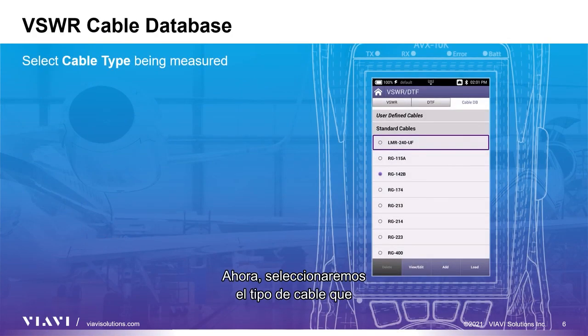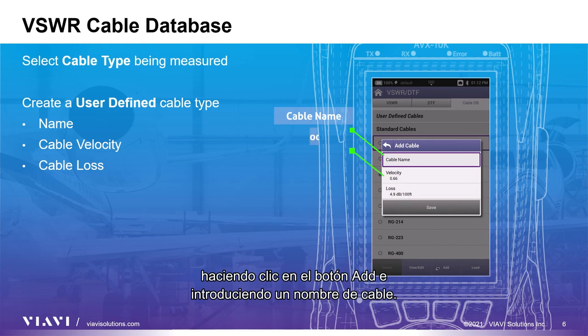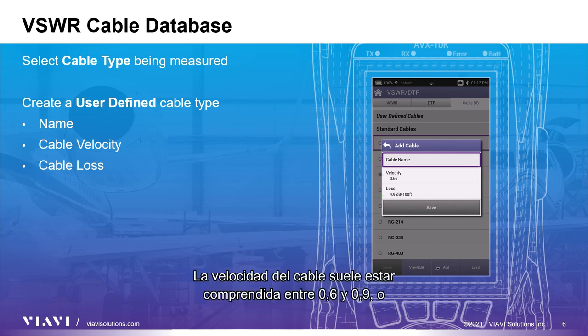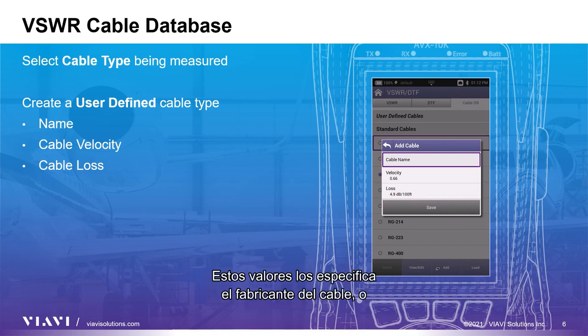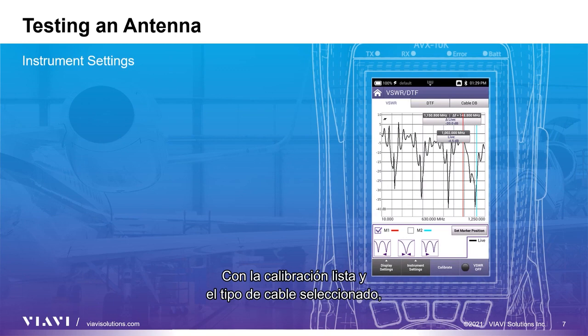Now, let's move to the selection of the cable type that you are measuring. Click on the Cable DB tab and choose the cable being tested from the provided list. If your specific cable is not provided, you can add a cable type by clicking the Add button and entering a name, cable velocity, and cable loss as measured in dB per 100 feet. The cable velocity is usually between 0.6 and 0.9 or may be specified as a percentage between 60 and 90%. These values are specified by the cable manufacturer or can be researched on the internet if you know the cable type. With calibration complete and cable type selected, you are ready to test either an antenna or a cable.